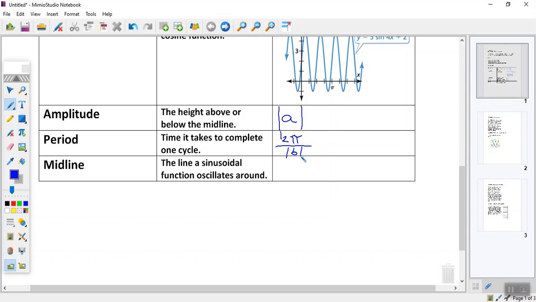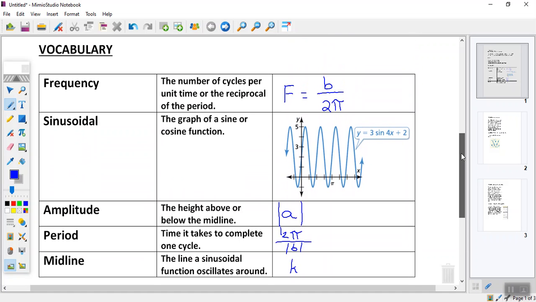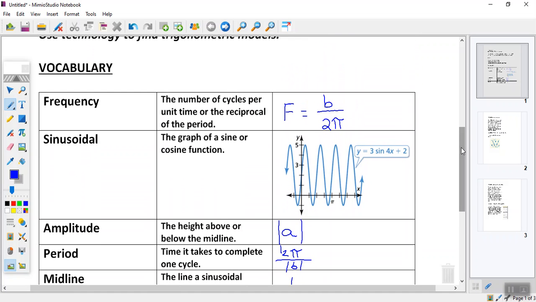Okay, and then the midline is kind of like the k value. It's the line that the sinusoidal function oscillates around. So it's just a k value. We'll look at that here in a second, all right? So I think vocab-wise, really the one thing that's really new for you guys is frequency. Know what that is? And sinusoidal just means it's either a sine or cosine.